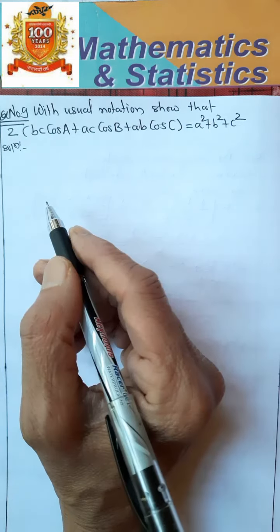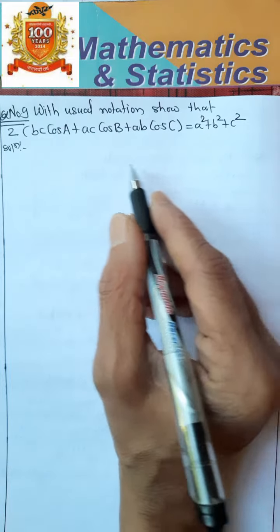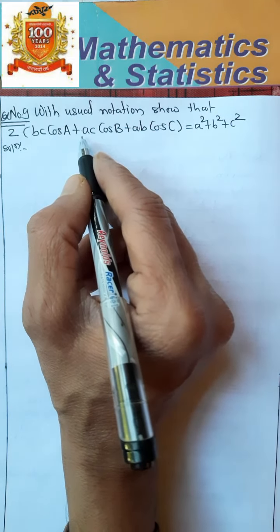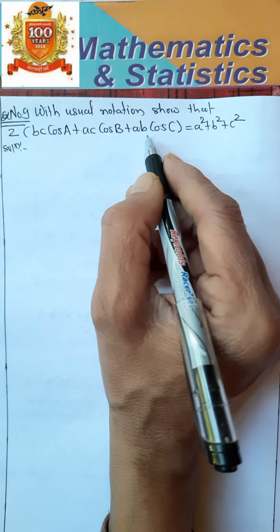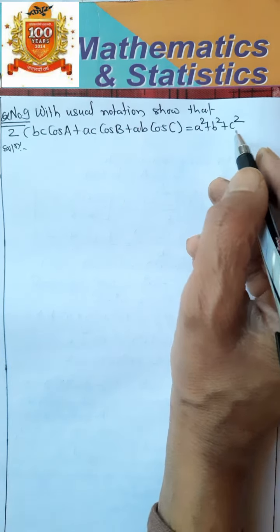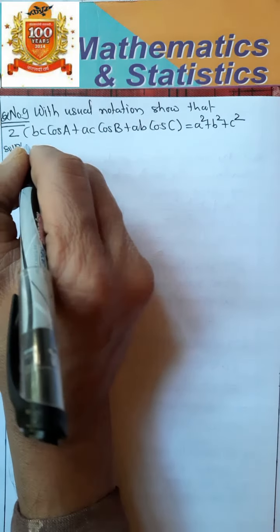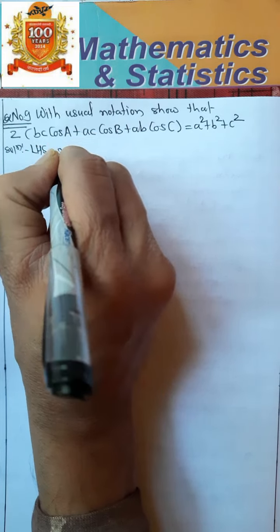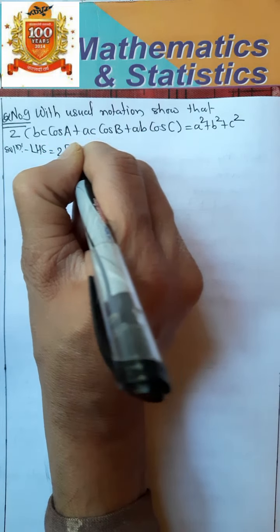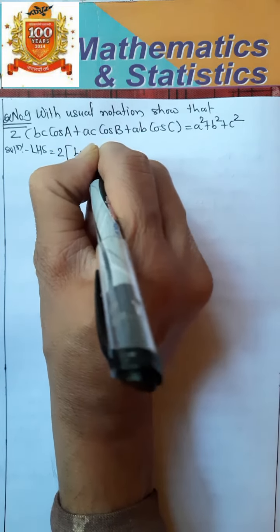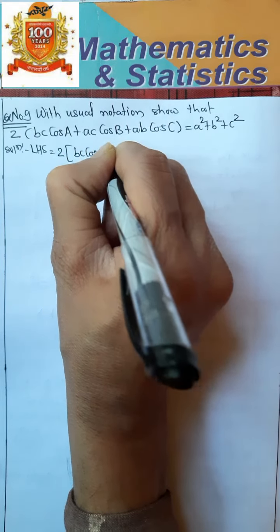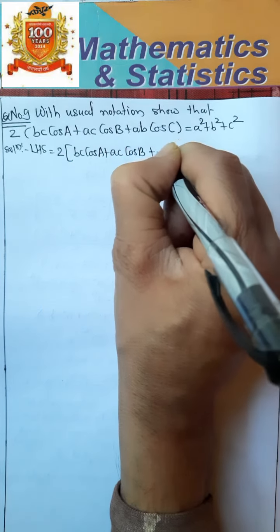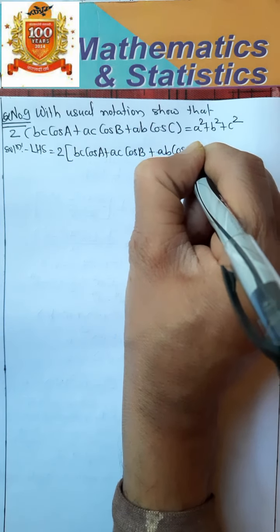With usual notation, show that 2 into bracket BC into cos A plus AC into cos B plus AB into cos C is equal to A square plus B square plus C square. Solution: LHS is equal to 2 in bracket BC into cos A plus AC into cos B plus AB into cos C.